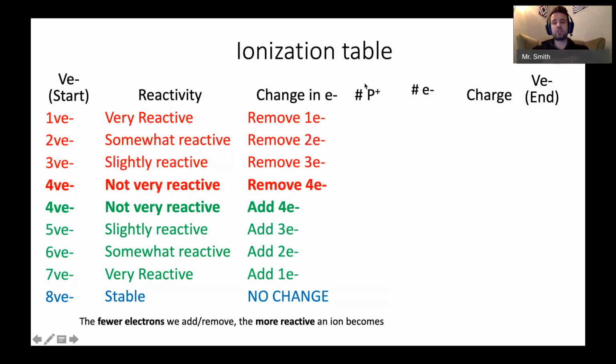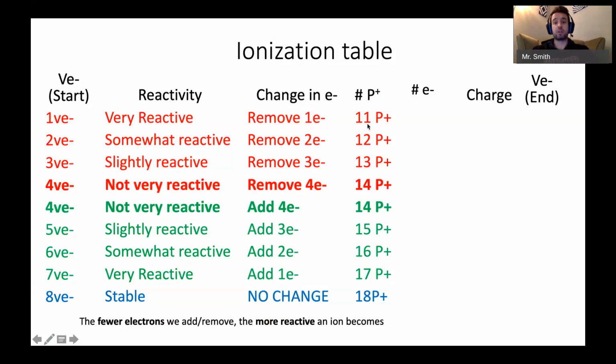So let's just say, for example, this is the number of protons atoms might have. This is just something from your periodic table. If you have 11 protons, you have 1 valence electron. 12 has 2, 13 has 3, 14 has 4. Notice that this is the same atom here. In both cases, this is silicon. And then 15, 16, 17, 18 have 4, 5, 6, 7, and 8, respectively.